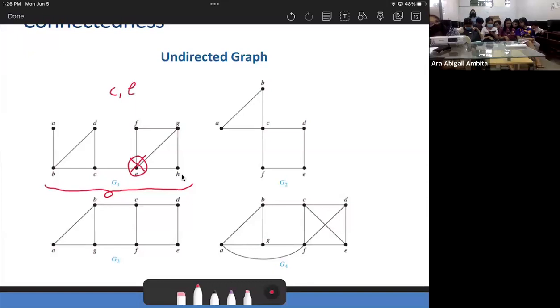Okay, so si E. Ano pa yung mga ibang articulation na vertex? Si B, right. Kasi pag tinanggal natin si B, si A na lang yung matitira sa isang subgraph, and then the rest will contain D, C, F, E, G, and saka H. Okay?